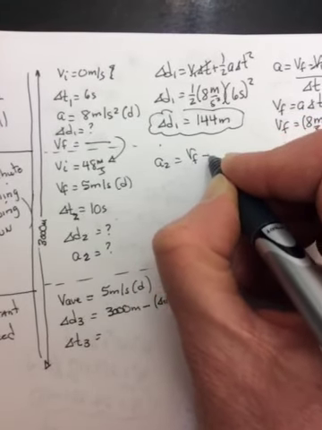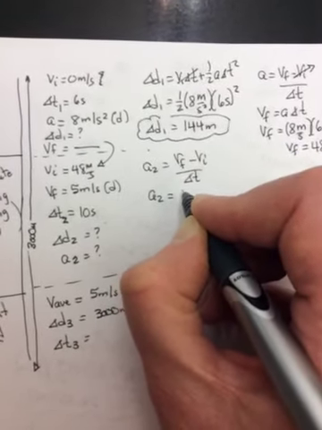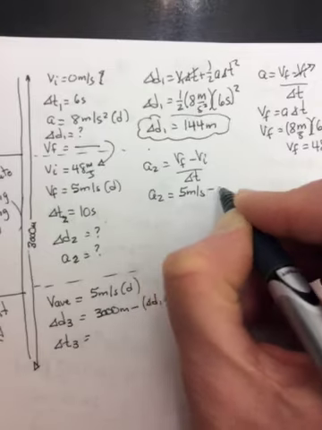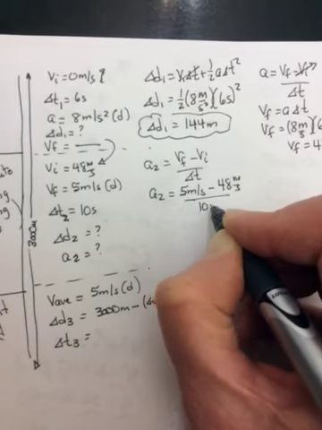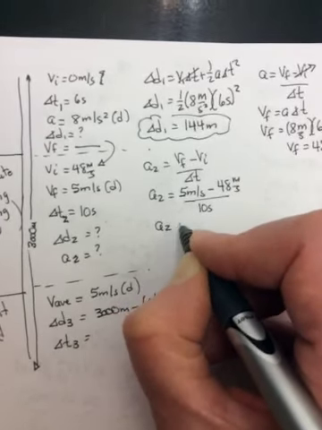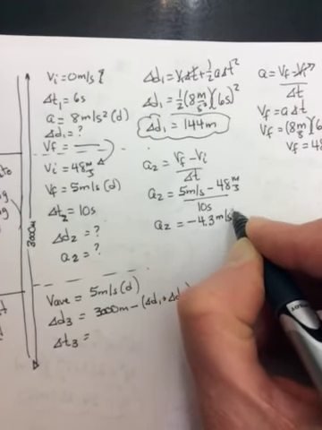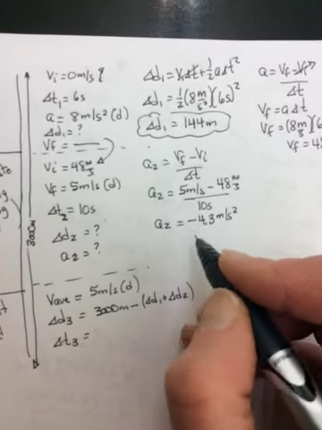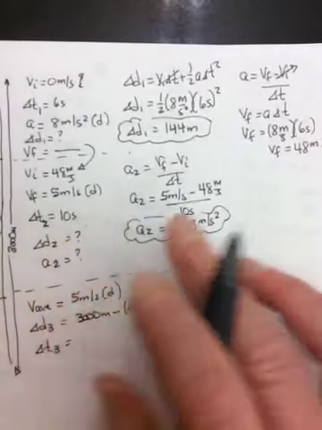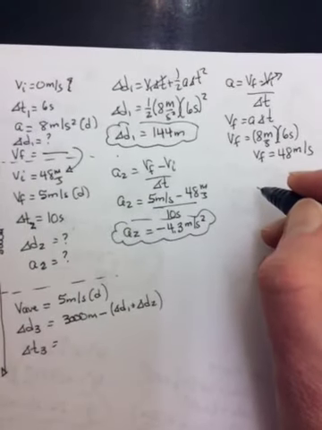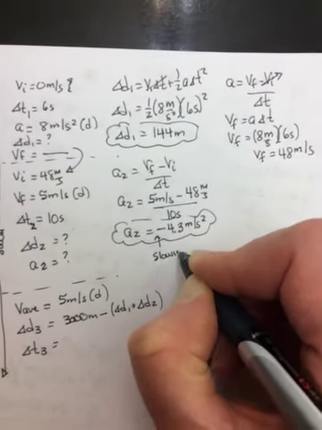A2 will just be equal to VF minus VI over delta T. So A2 will be equal to 5 meters per second minus 48 meters per second divided by 10 seconds. On the top you get negative 43, divide that by 10, negative 4.3 meters per second squared. Okay? Once you have this, you can now get your D2. And the negative means, of course, slowing down.